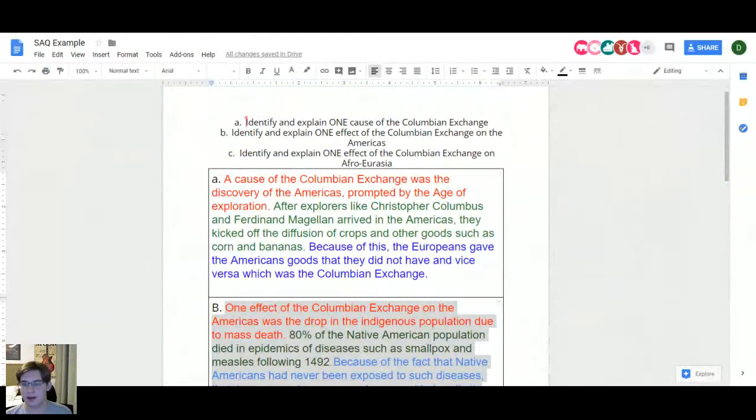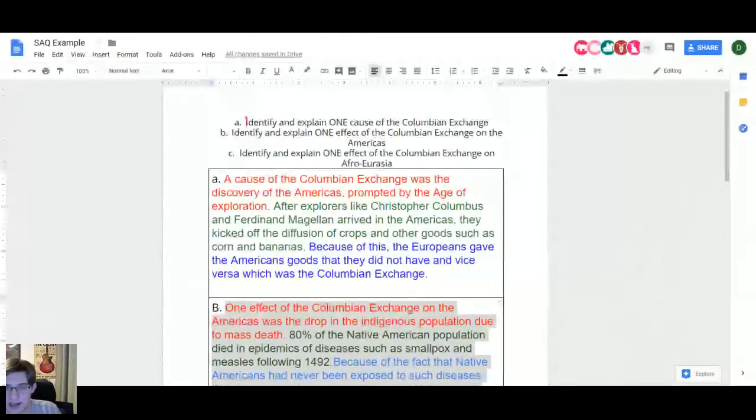Identify and explain. Wow, you're just dropping it in. Okay. The Columbian Exchange had a major effect in Afro-Eurasia, including the introduction of New World crops that led to the transformation of diets and population growth in the Old World. Couldn't you just do the same answer?